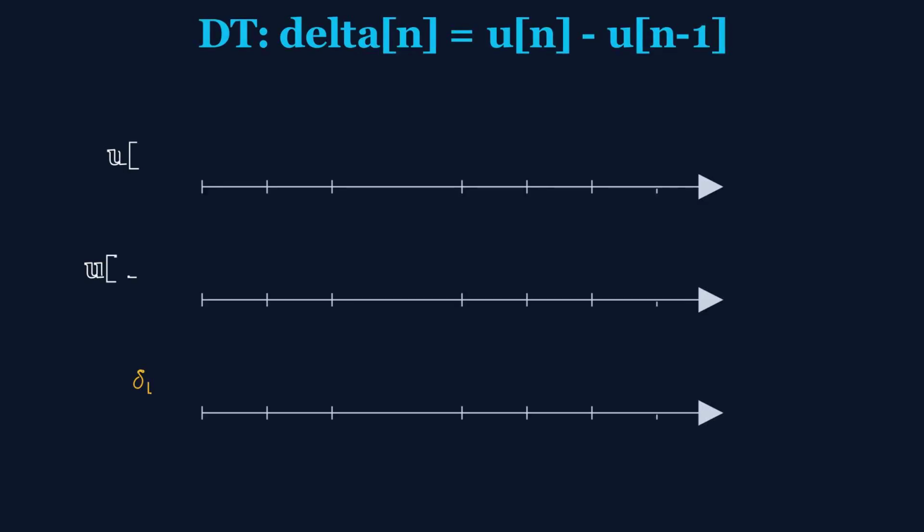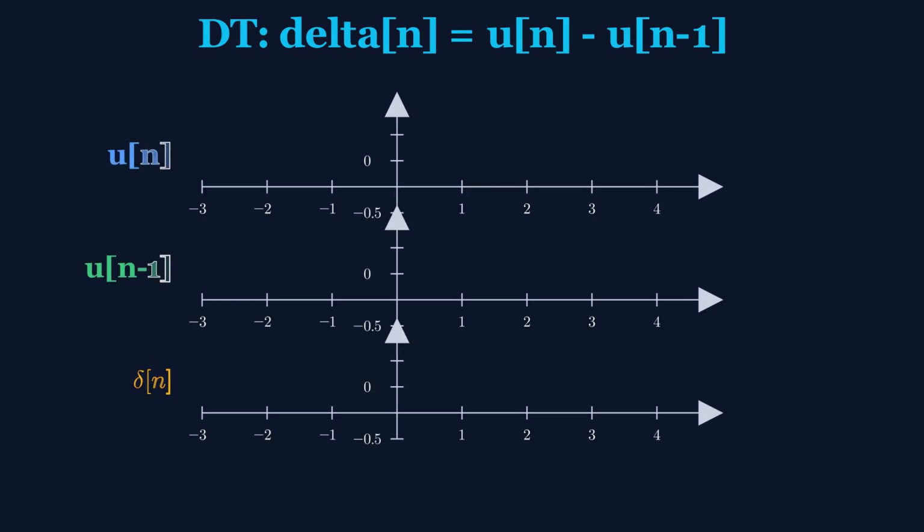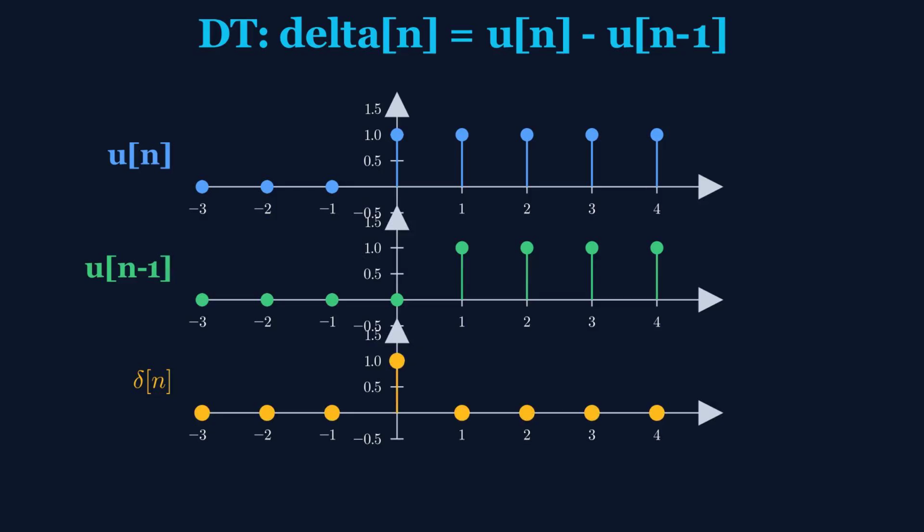Let us verify visually. Draw u[n] as a stem plot, zeros for negative n, ones from n equals 0 onward. Now draw u[n minus 1], ones start at n equals 1. Subtracting, at n equals 0, 1 minus 0 equals 1. At n equals 1 onward, 1 minus 1 equals 0. The result is delta[n], a single stem at n equals 0 with value 1. This is the discrete time equivalent of delta(t) equals du(t)/dt.